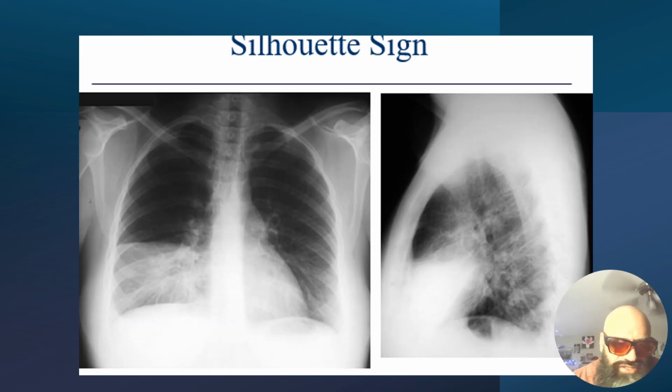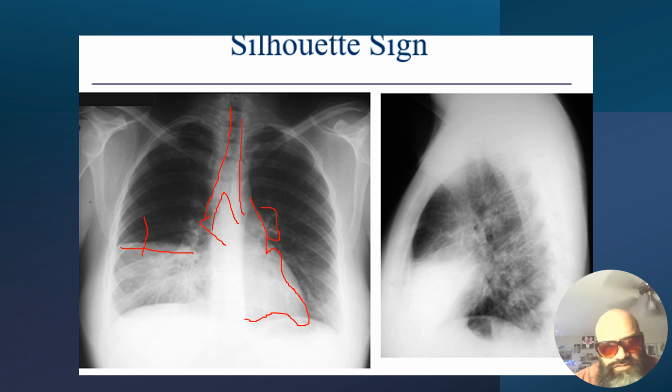So here's more examples of the silhouette sign. In this one here we have an air fluid line, great line of demarcation. This is your right lower lobe. We have your trachea, you have your carina, you have your hilar vasculature here, you have your aortic knob, your left atrium, left ventricle. But when I get over here, I'm unable to localize the right cardiac border.